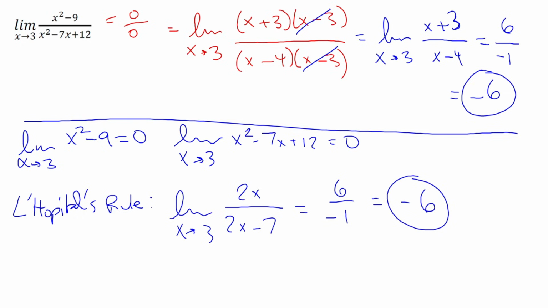So you can choose to do this problem whichever way you want to. So either show the factoring and the canceling, or show that the separate limits are 0 and use L'Hopital's rule. It doesn't really matter which option you choose.